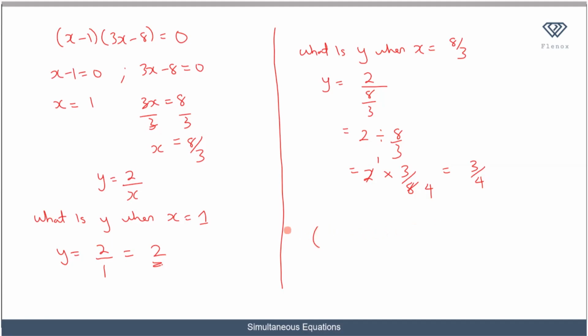and that is equal to 3 over 4. So we have two sets of solution. When x is equal to 1, my y is equal to 2, and when x is equal to 8 over 3, my y is equal to 3 over 4. So this pretty much sums up all you need to know with regards to simultaneous equations with one linear and one quadratic.